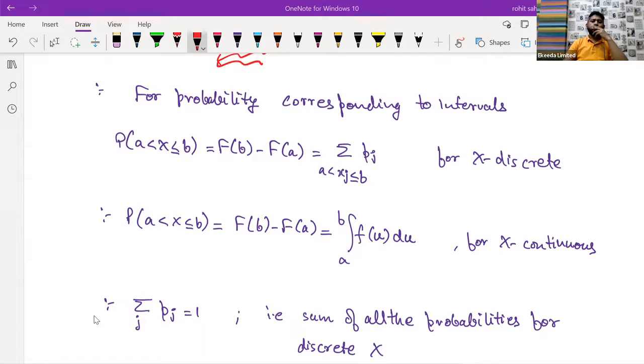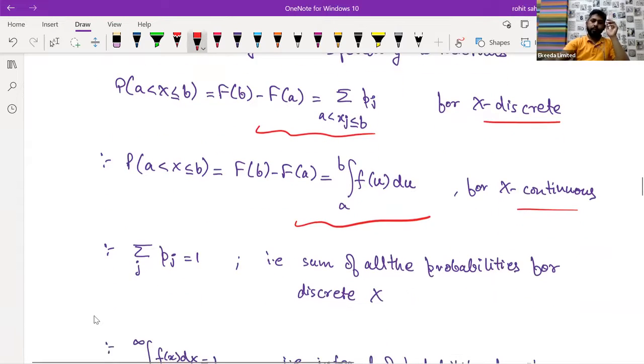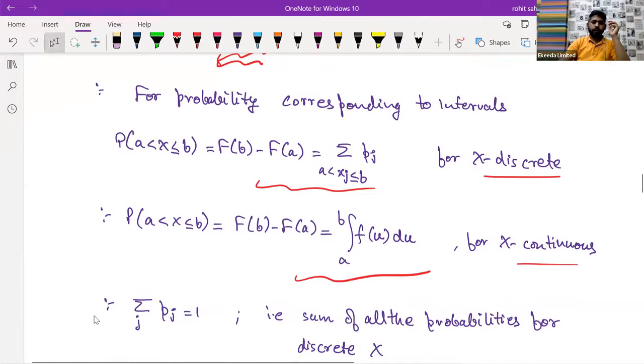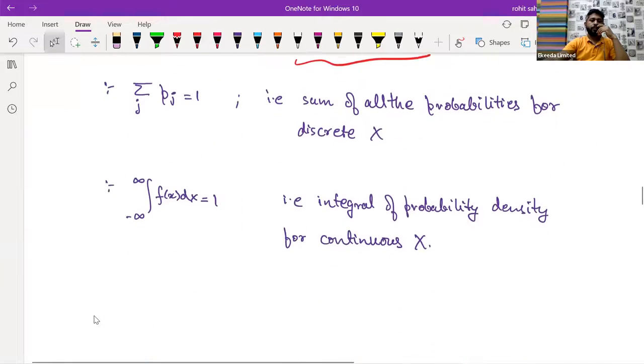This one is quite clear, right? For discrete, you'll just add it. For continuous, you'll be doing the integration for those limits. These two parts are similar, just that one is continuous and one is discrete. Similarly, these two are also on the same base.